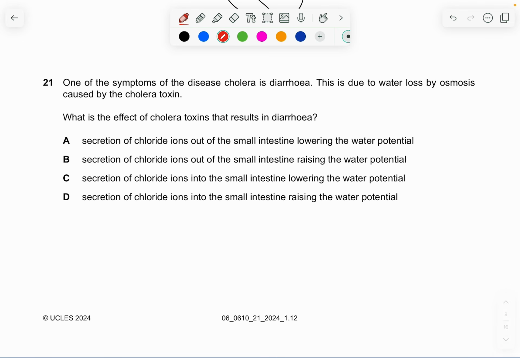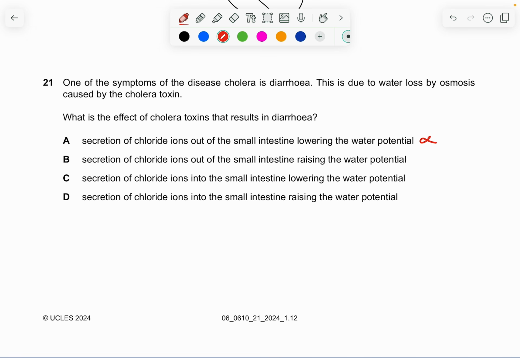Question 21. One of the symptoms of the disease cholera is diarrhea. This is due to the water loss by osmosis caused by cholera toxin. So what is the effect of cholera toxin that results in diarrhea? So let's see A. Secretion of chloride ions out of the small intestine, lowering the water potential. No, this is not it. The chloride ions are supposed to go inside, not outside. Okay. Secretion of chloride ions out of the small intestine, raising the water potential.